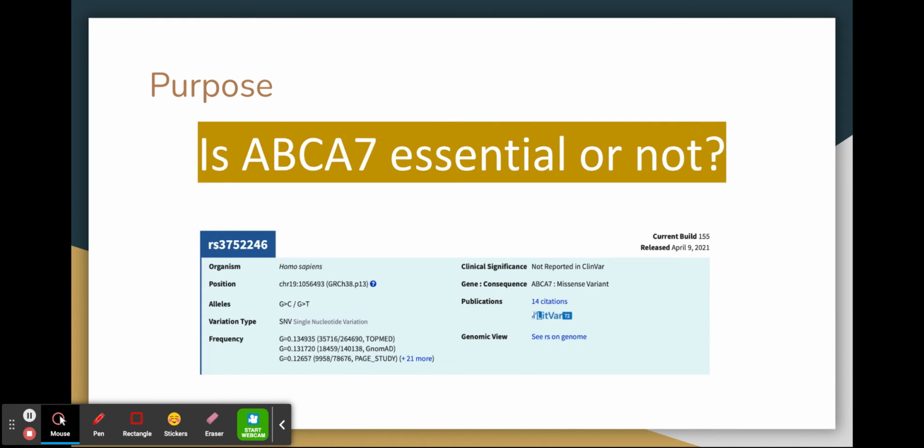The primary purpose of this project was to determine whether or not the gene ABCA7 is essential. An essential gene is one that is conserved with a slower rate of evolution, and a non-essential gene is one that is non-conserved with a faster evolutionary rate. So this project allowed us to apply an evolutionary perspective to whether or not variation between SNP and phenotype differences are likely to be important or not.